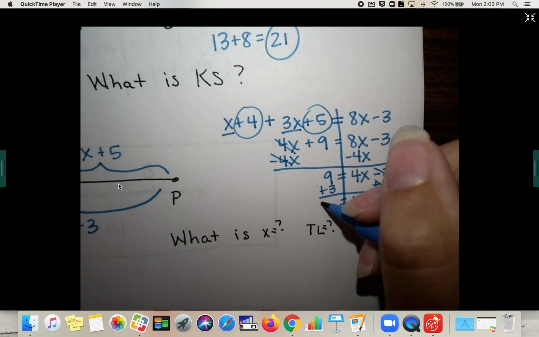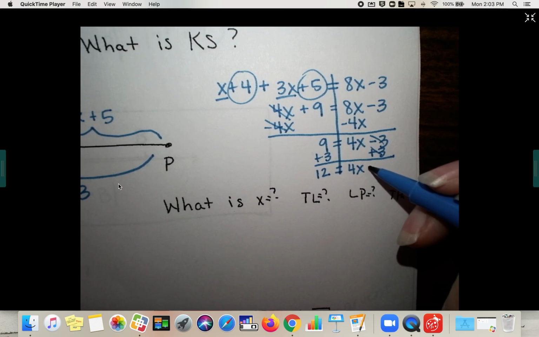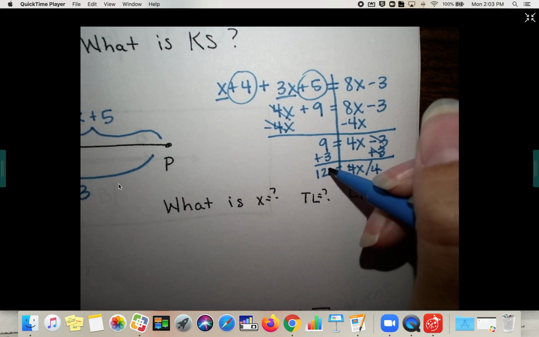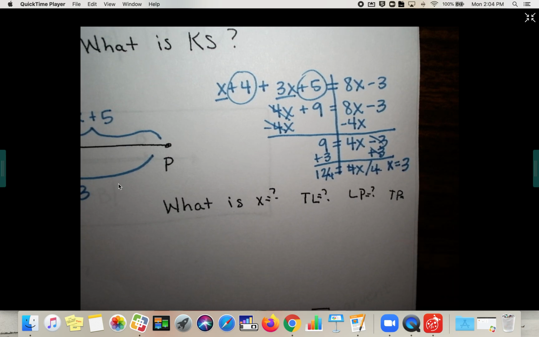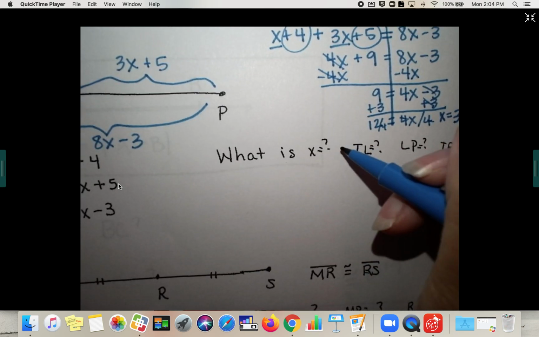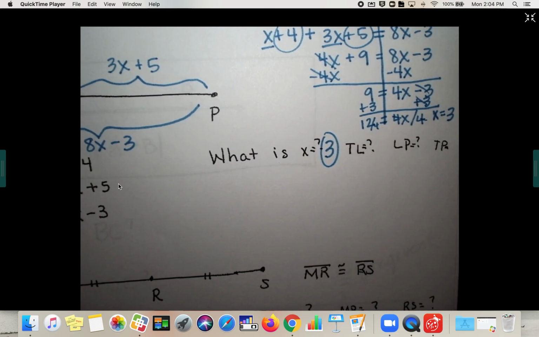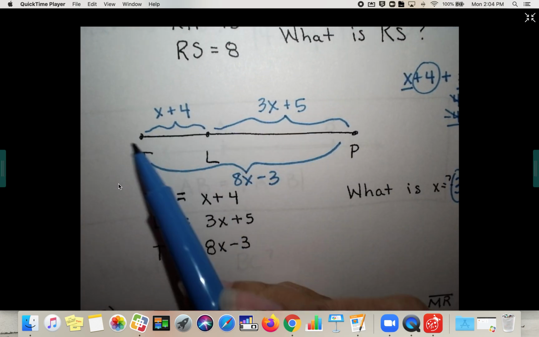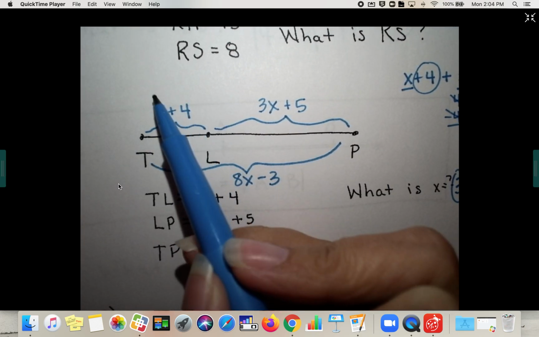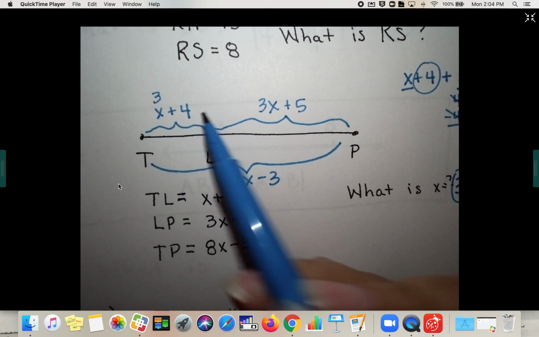So 12, and then I'm running out of room, but I know you guys know the last step would be divide by 4, and x equals 3. Okay, so what is x? X equals 3. What is the length of TL? So let's go back over here and look at TL. If we know that x equals 3, then the length of TL would be 3 plus 4, so 7.